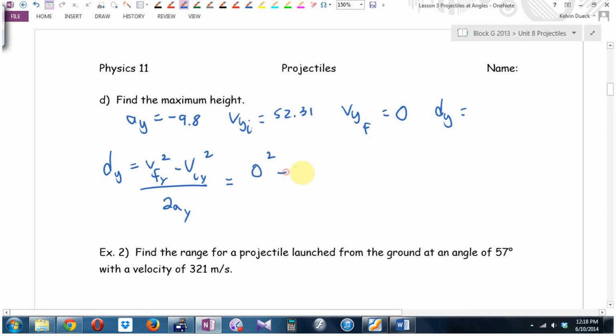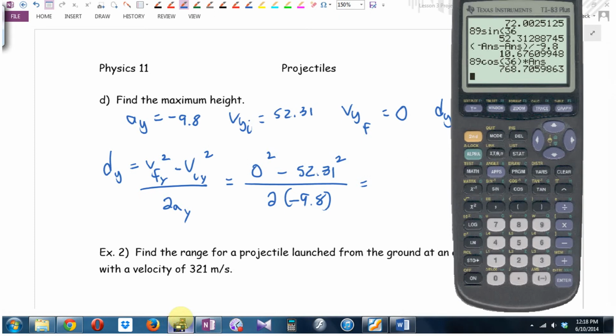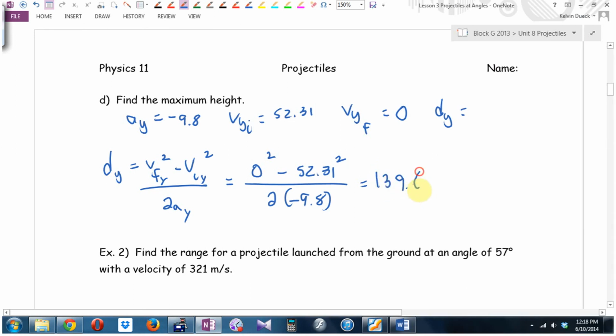0 squared minus 52.31 squared all over 2 and a negative 9.8. You got 139.6? Someone double check me? Yep. Yeah? I'll write 139.6 and then I'll go really 140 meters.